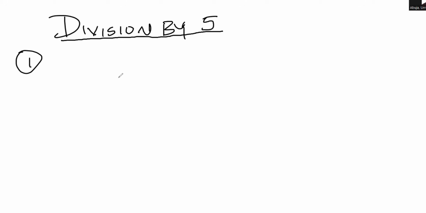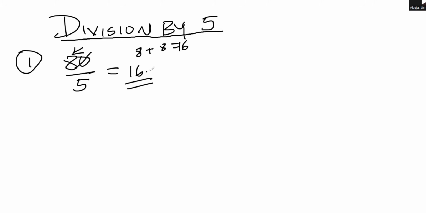So number one is 80. We're starting with the first one, 80 divided by 5. For 80 divided by 5, remember what I said: when you have a number that has a 0 at the end, just strike out the 0 and add the second digit. So 8 plus 8. Now 8 plus 8 is equal to 16. So that is our answer. The answer is 16, and that's all. If you like, you can say 16.0 if you want it like that. So that's the first one.